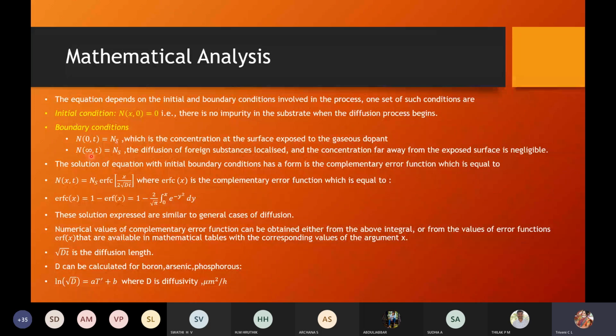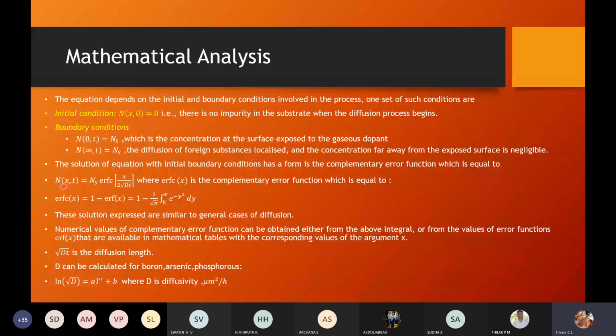And the diffusion of the foreign substances is localized here, and the concentration far away from the exposed surface is negligible. So these are the two boundary conditions that will be applied to the diffusion process. The solution of the equation with the initial and boundary conditions has the form of the complementary error function.